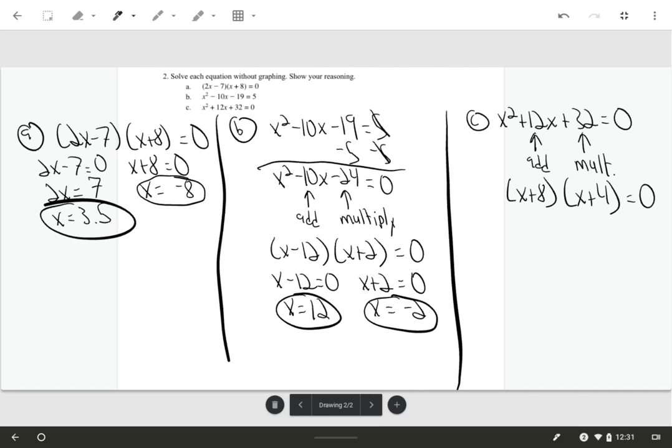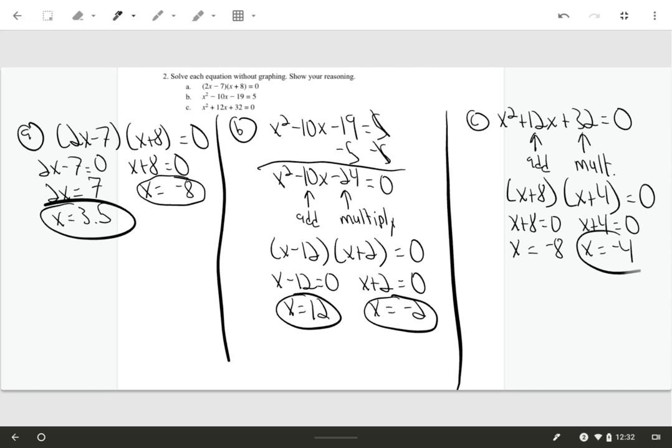Okay. And I can now go ahead and set both of those equal to 0. And when I do that, I'll get, let's see, I'll subtract 8 from both sides. So I'll get x equals 0 minus 8. And then on the other one, I'll get x equals negative 4. So those are my two solutions, x equals negative 8 and x equals negative 4. And I believe, yes, that is it for number 2.